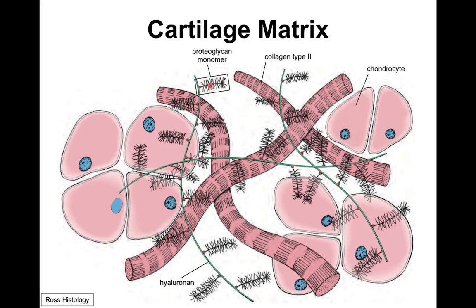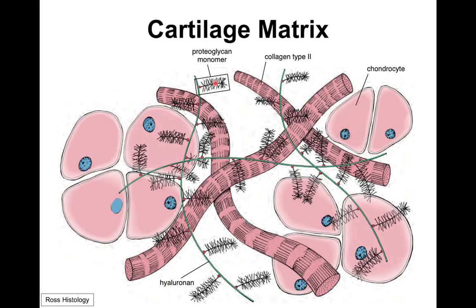These sulfated GAGs, or glycosaminoglycans, are negatively charged, so they attract hematoxylin. That's why cartilage matrix is basophilic. But type 2 collagen fibers are eosinophilic; however, they are dominated by the proteoglycans. That's why cartilage matrix appears basophilic.